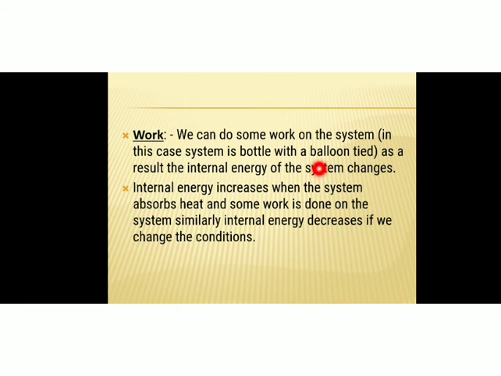We can do some work on the system. In this case, the system is the bottle with a balloon tied. As a result, the internal energy of the system changes. Internal energy increases when the system absorbs heat and some work is done on the system. Similarly, internal energy decreases if we change the conditions. So when the system absorbs heat, internal energy changes. Similarly, when the system does some work, then also internal energy changes. So work and heat are the means to change internal energy.